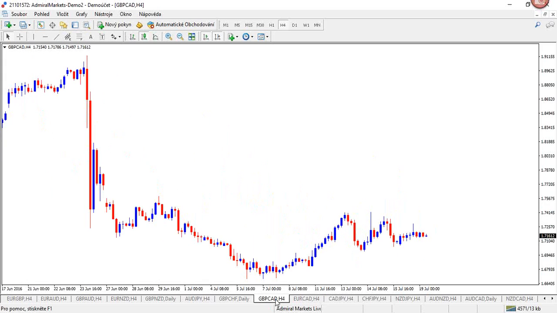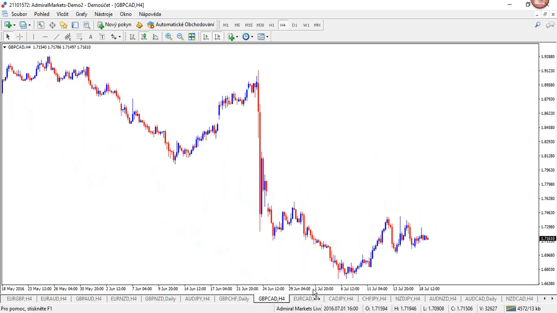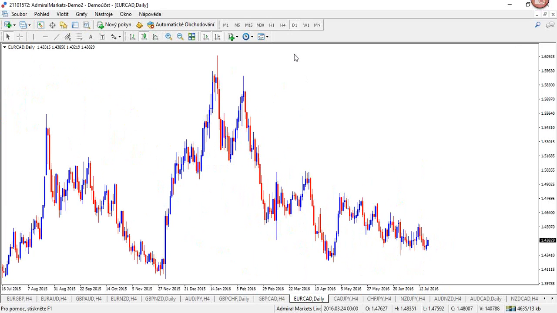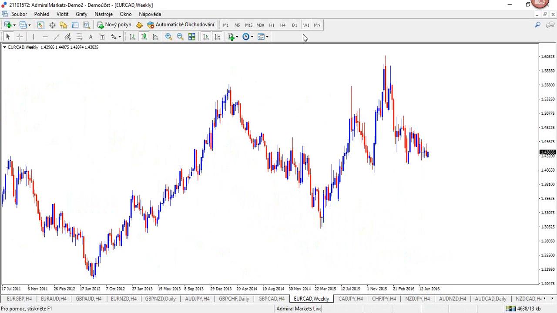Now the CADs here, Euro CAD, Pound CAD, are not the ones I thought were very interesting. The Euro CAD is really quite choppy at this moment, going into a major consolidation phase. Has some trend lines you want to be aware of like this, but it's really slow and I don't think interesting at this point.